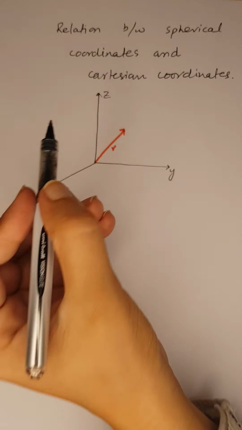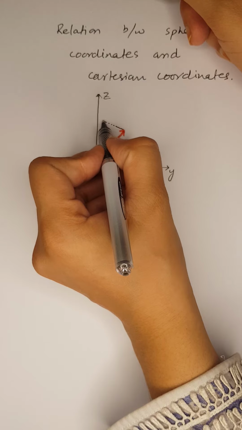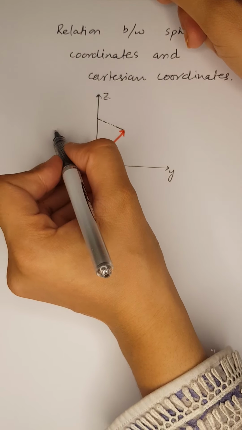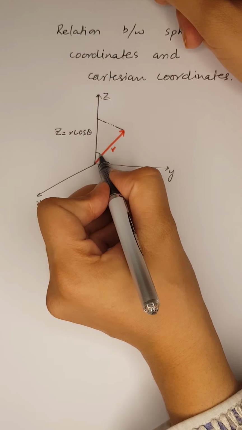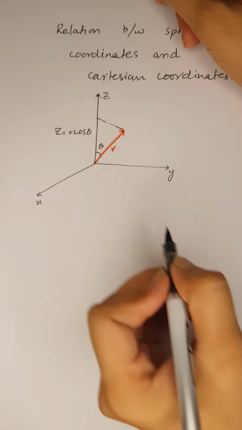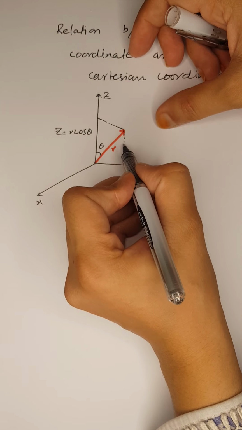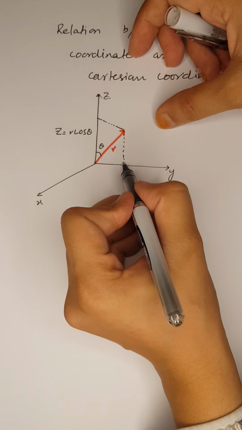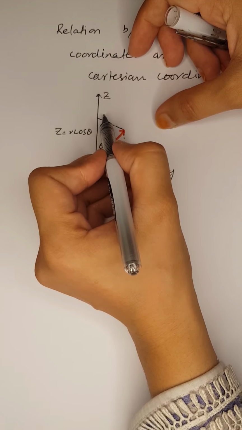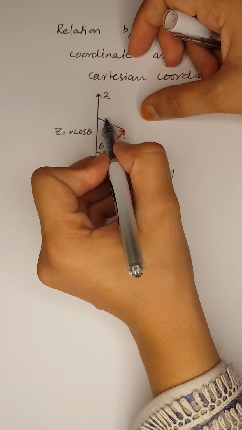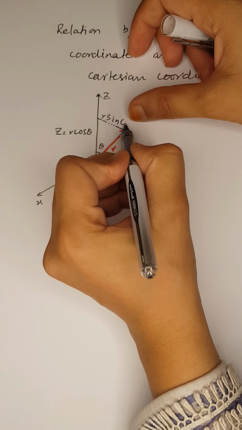then from the previous lecture we know that this radial component has z equal to r cos theta, since theta is the angle between this radial vector and the z axis. Now if you draw the projection of this vector, let's first determine the value of this component. This component is actually equal to r sine theta.